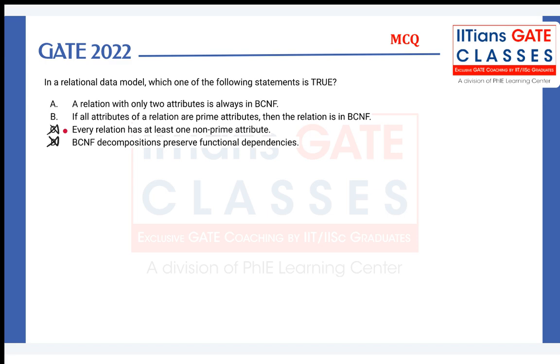See, it's very interesting. Saying a relation with only two attributes is always in BCNF is actually the correct answer, but how? Let's say there is a relation R1 with two attributes A, B. Can you tell me what the functional dependencies possible given these two attributes are? What could be the functional dependency? Let's say one could be A derives B. What else?